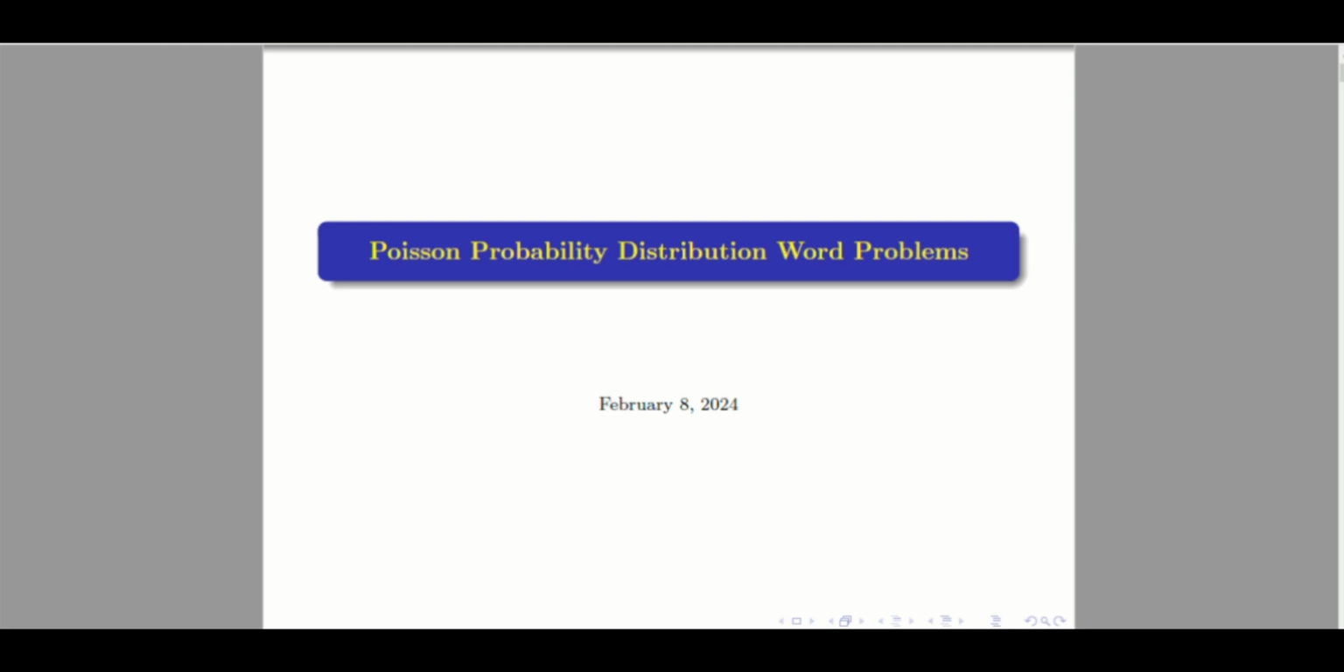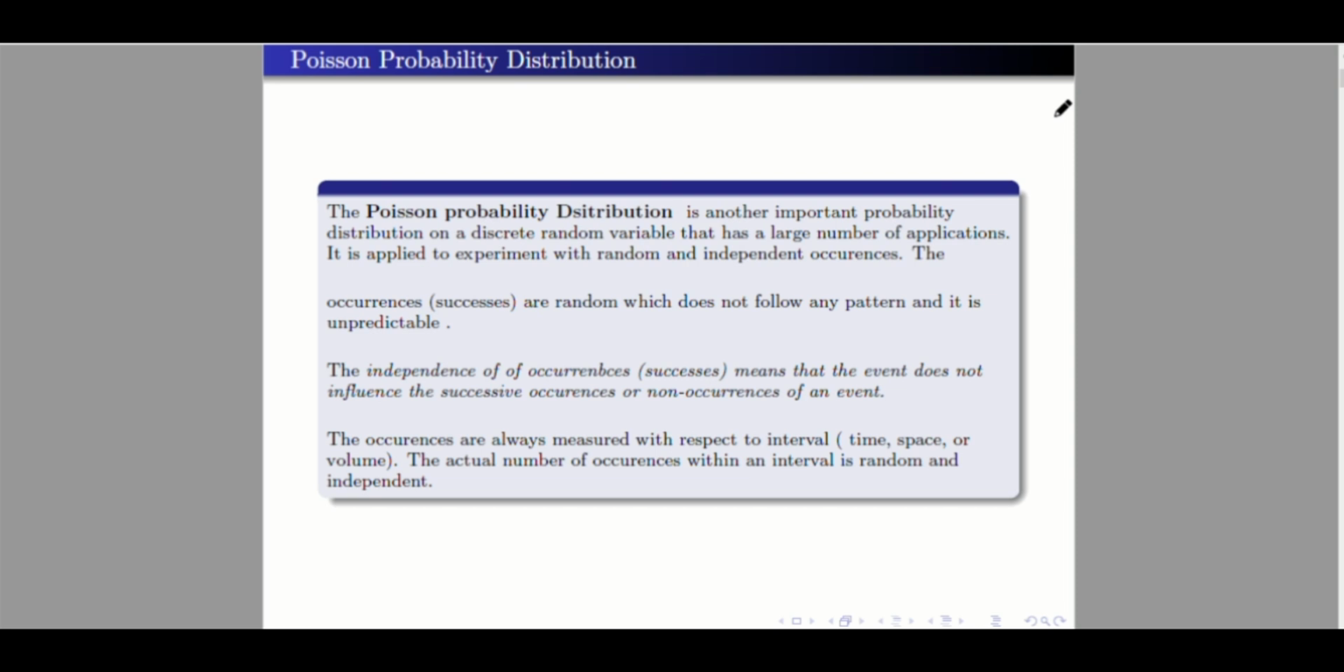Good day. Now we'll discuss the second discrete probability distribution, which is the Poisson probability distribution and its application to word problems. The Poisson probability distribution, or PPD, is another important probability distribution. It is applied to experiments with random and independent occurrences. The occurrences or successes are random, which does not follow any pattern, and is unpredictable.